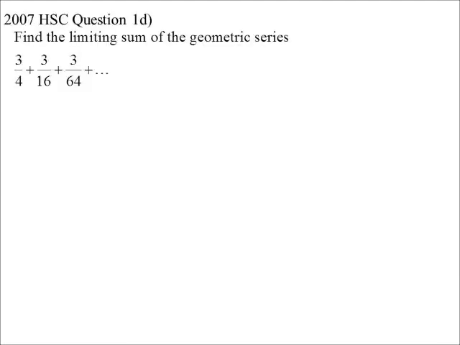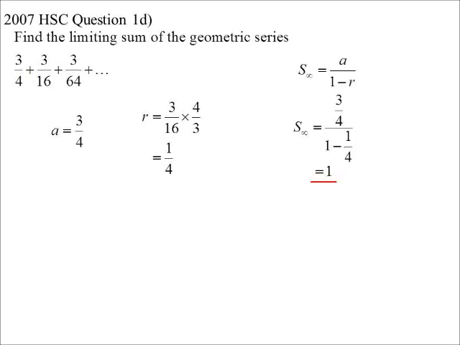I guess this one's not actually a practical problem, but I just throw it in there. Find the limiting sum of the geometric series. Now you notice this one, and this is a 2-unit paper, and it was right at the start, before the days of multiple choice. Question 1D, so a relatively straightforward one you'd think for 2-unit. So A is 3/4, the ratio is 1/4. Sum to infinity, A on 1 minus R, subbing in, and it's just 1. Nice quick one for that. Okay.